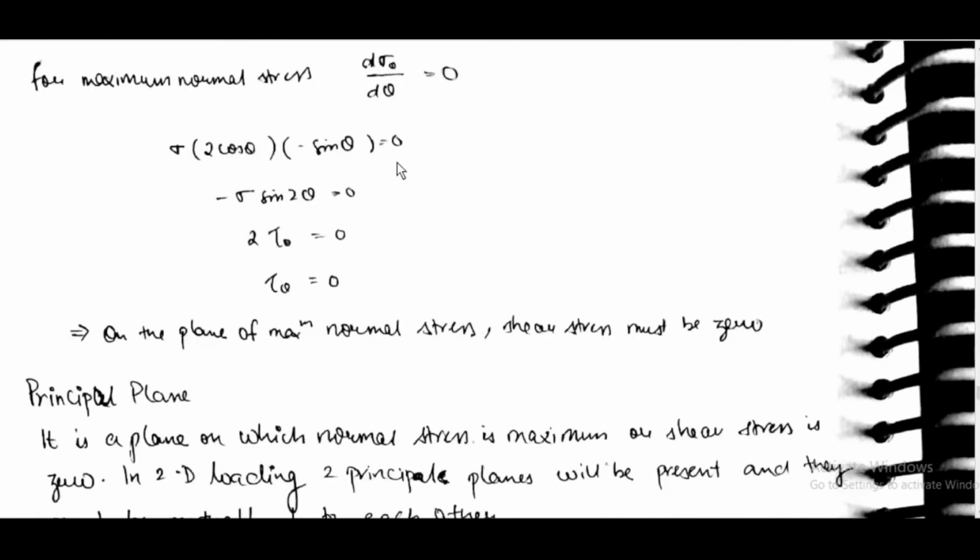For maximum normal stress, d sigma theta by d theta is equal to 0. Sigma into 2 cos theta into minus sin theta is equal to 0. Minus sigma sin 2 theta is equal to 0, so 2 tau theta is equal to 0. Tau theta is equal to 0. On the plane of maximum normal stress, shear stress must be 0.